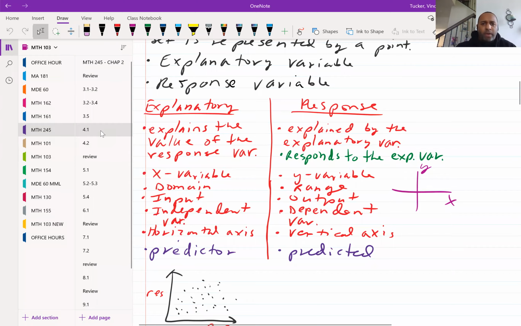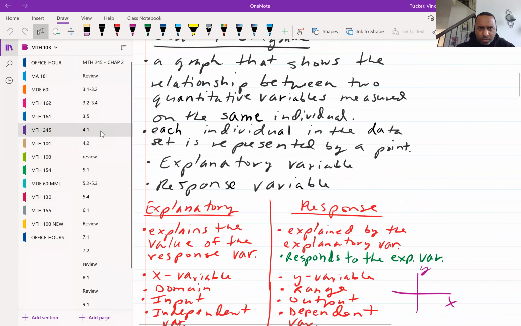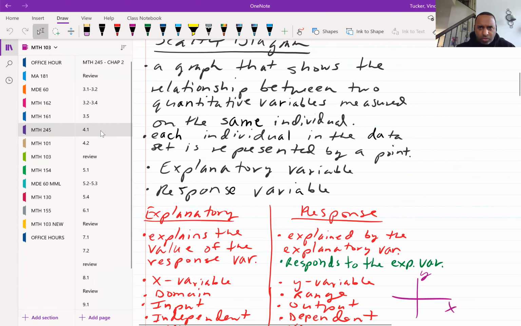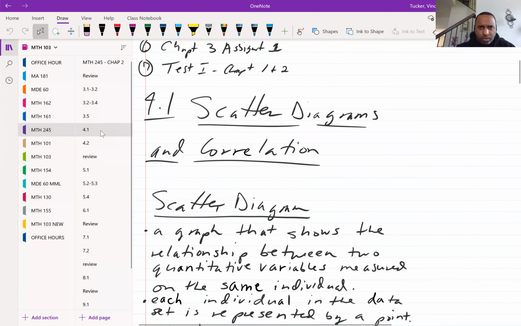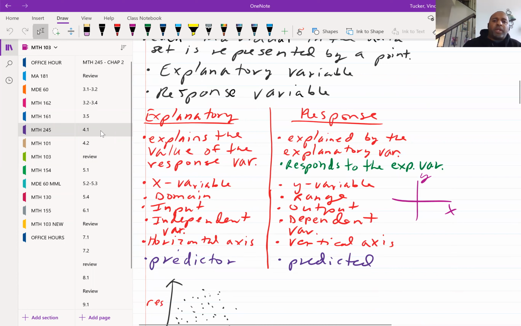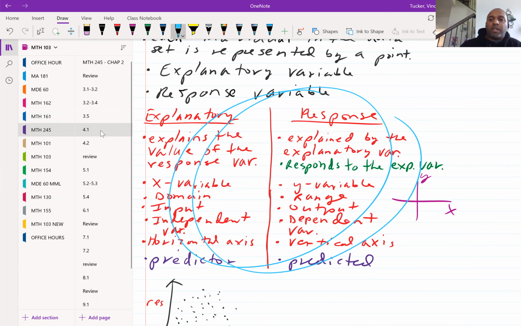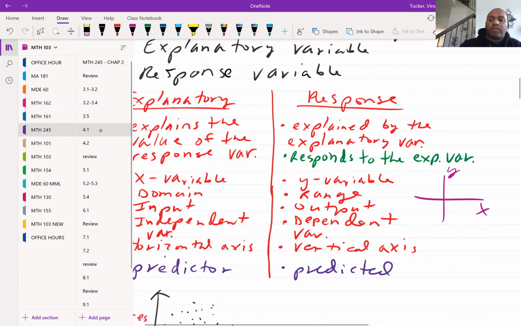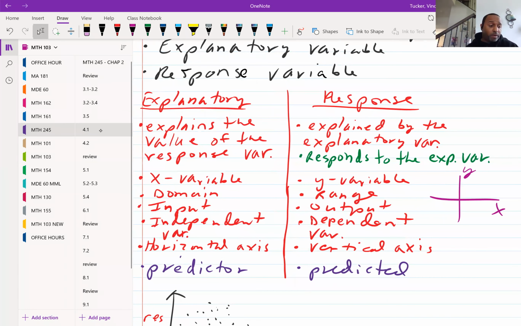So your explanatory variable, I thought I wrote this. Did I want more on that? Okay, well, anyway, here it goes. We're looking at your explanatory variable versus your response variable. The order does matter. Your explanatory variable is supposed to explain what's going on, and your response variable responds to your explanatory variable or is explained by it.